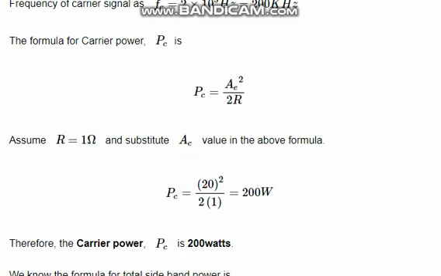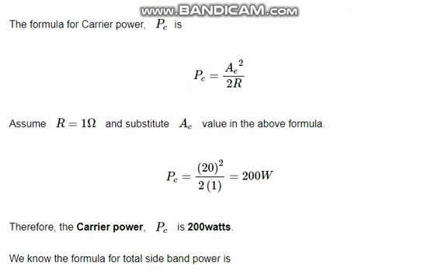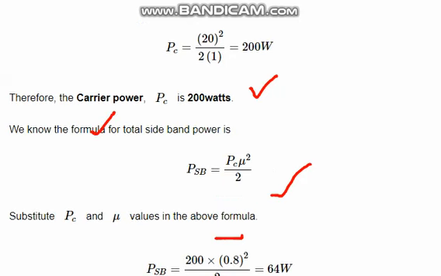After that, the formula of carrier power Pc is equal to Ac squared divided by 2R. We just calculate it, assuming the resistance R is 1 ohm, and we get 200 watts of power. So that is the carrier power, 200 watts, but we also have to find the total sideband power.